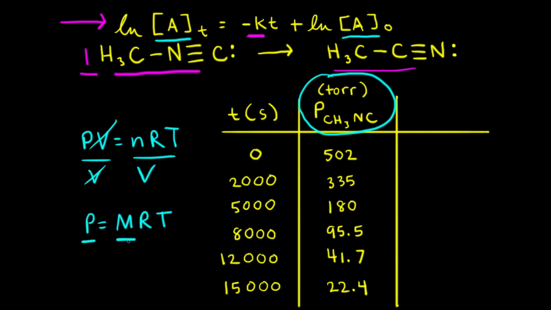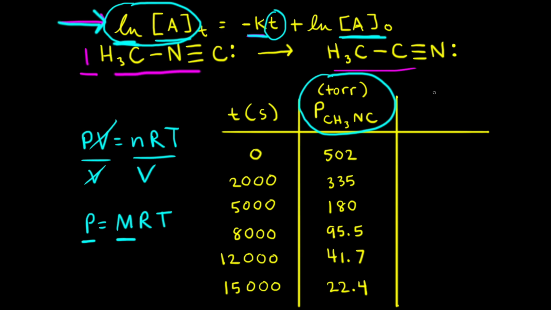And for a gas, it's easier to measure the pressure than to get the concentration. And so you'll often see data for gases in terms of the pressure. Therefore, we can imagine this form of the integrated rate law as the natural log of the pressure of our gas at time t is equal to negative kt plus the natural log of the initial pressure of the gas. Therefore, to show that this reaction is a first-order reaction, we need to graph the natural log of the pressure of methyl isonitrile on the y-axis and time on the x-axis.